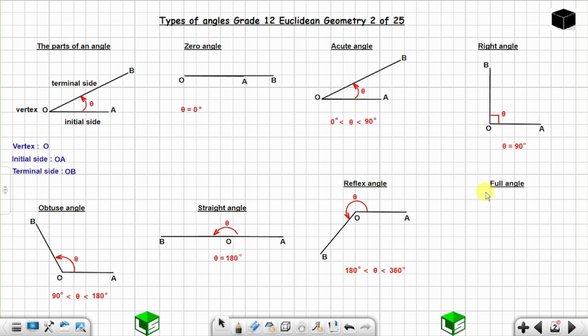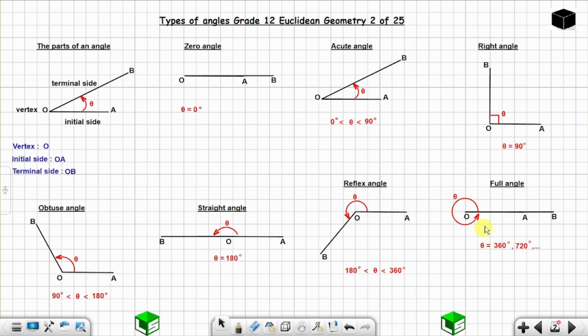And we also have a full angle. You have this when you go around until you come back to your initial side. Now this angle is equal to 360 degrees. When you carry on and rotate again a full turn, bringing it on top of the initial side, you are going to have 720 or any other value as you keep adding 360.